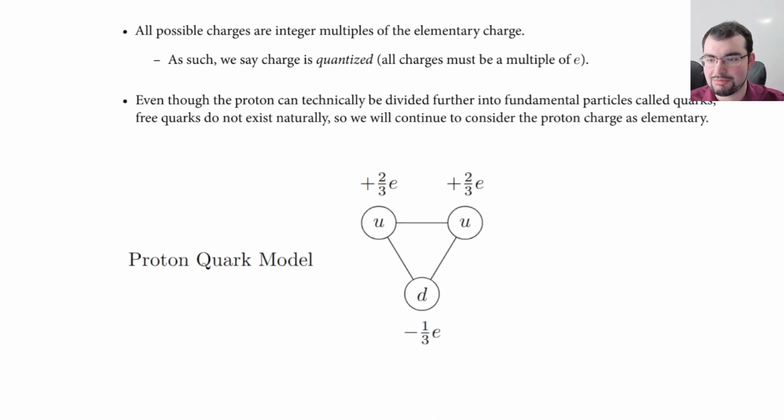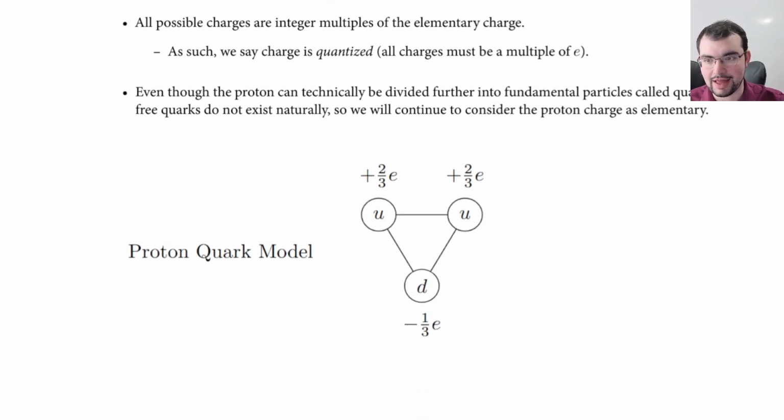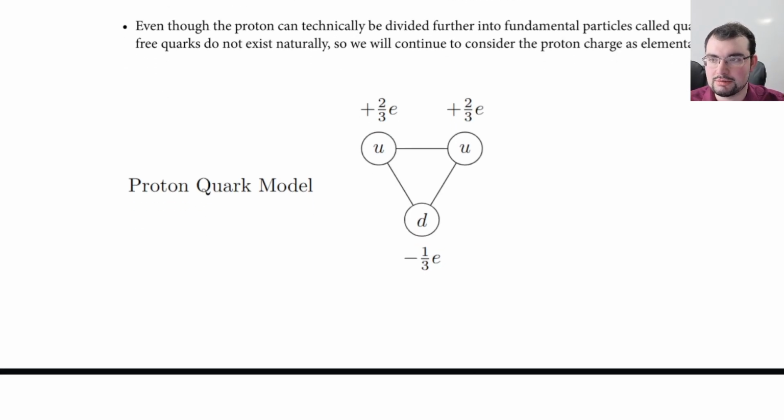So it is actually possible to have things that are less than one elementary charge unit, because if you go deeper into a different model of particles, you'll see that protons, for example, are comprised of quarks, and they can have these fractional charges. But these don't exist freely in nature, so we're going to continue to say the lowest amount of charge you can have is plus or minus one electron charge.